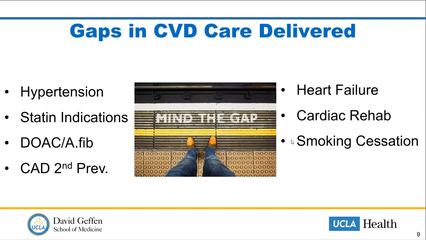The use of anticoagulation for AFib, appropriate secondary prevention therapies for patients who have CAD or history of ACS, heart failure therapies, use of cardiac rehab for heart failure and post-surgery, even basic things like smoking cessation, getting referrals or documentation, large gaps in care.